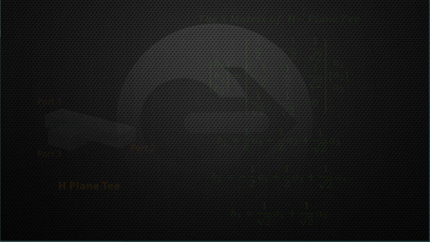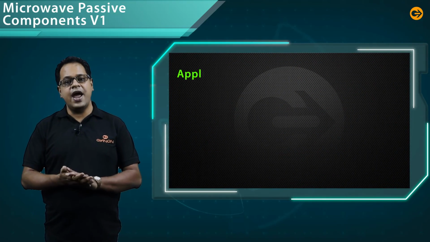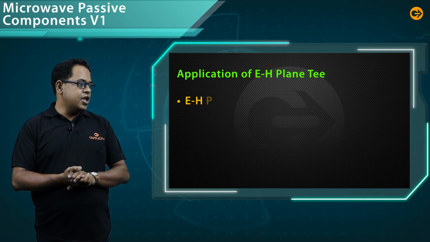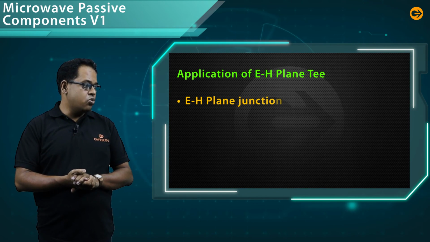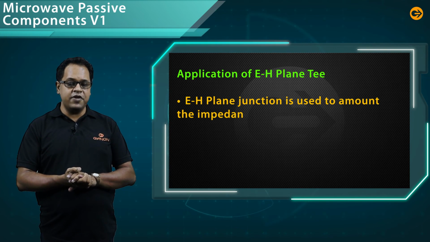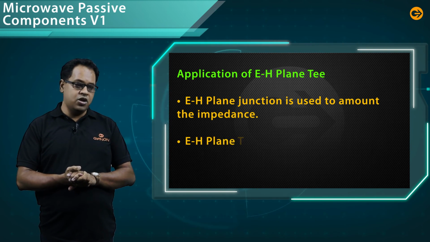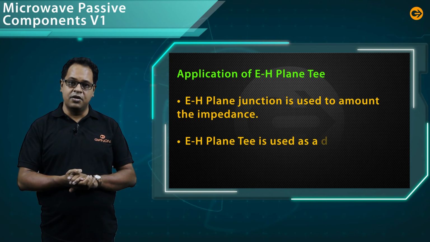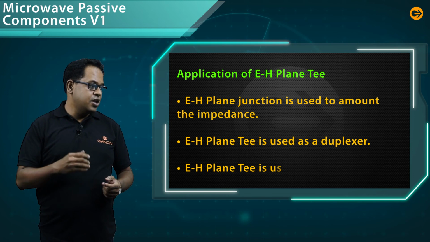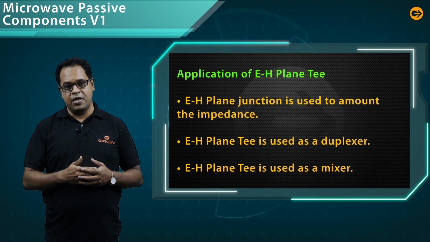Now, lastly, let's discuss the applications of the E and H plane T. The first application is that the E and H plane junction is used for impedance matching. The second application is that it can be used as a duplexer. The last application of the E and H plane T is that it can be used as a mixer.